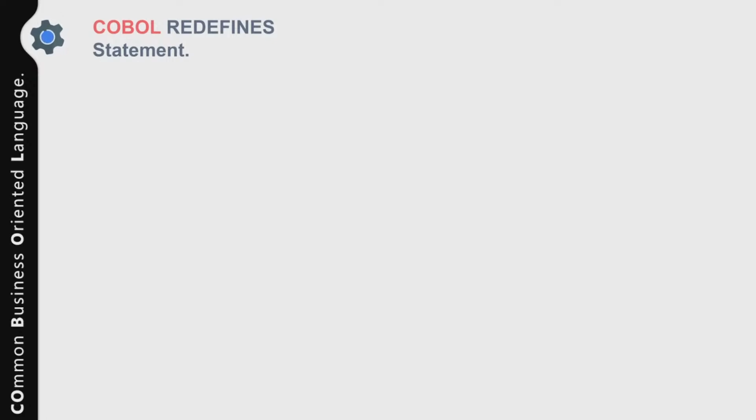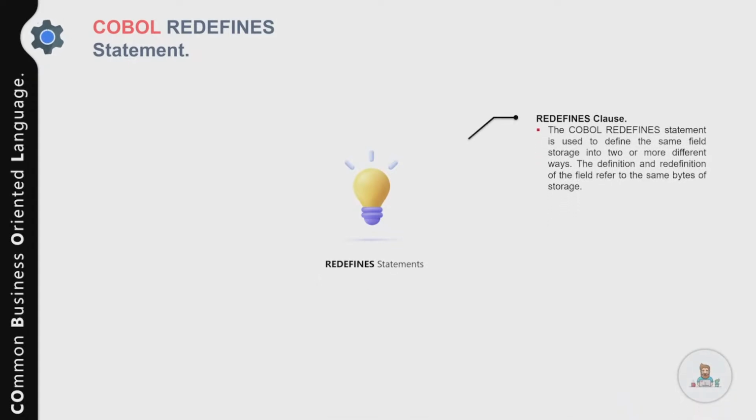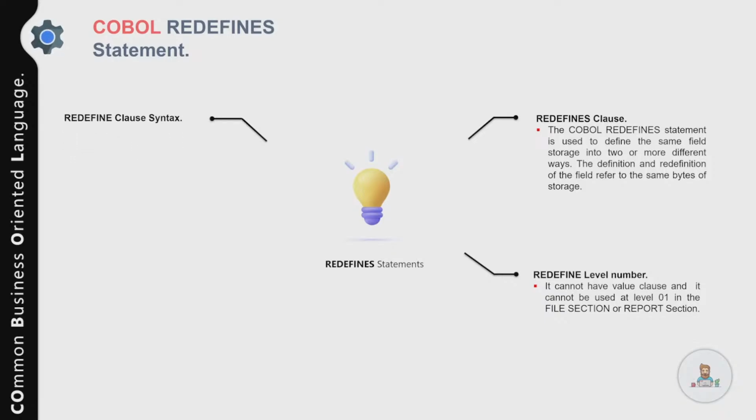Now let's talk about the redefine statement and how exactly you can use that in your COBOL program. By definition, the COBOL redefine statement is used to define the same field storage in two or more different ways. The definition and redefinition of the field refer to the same storage location or bytes. In this way, different data items can refer to the same memory location to reduce the memory space, and the program is easier to maintain as well. For instance, you can store an alphanumeric and a numeric data type at the same location using redefines in COBOL. Also, you can redefine alphanumeric to numeric using this clause. The COBOL redefine statement cannot have a value clause and it cannot be used at level 01 in the file section or in the report section.